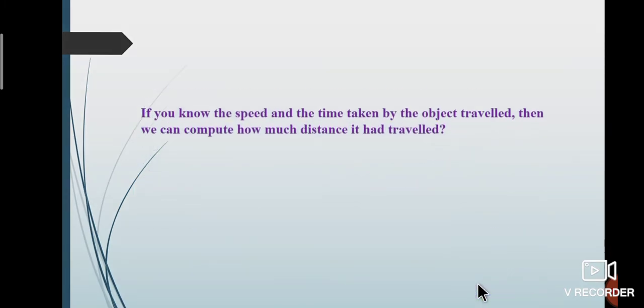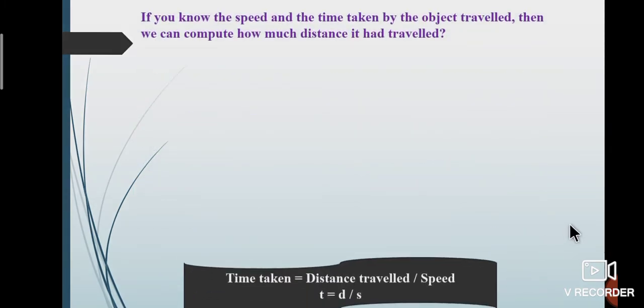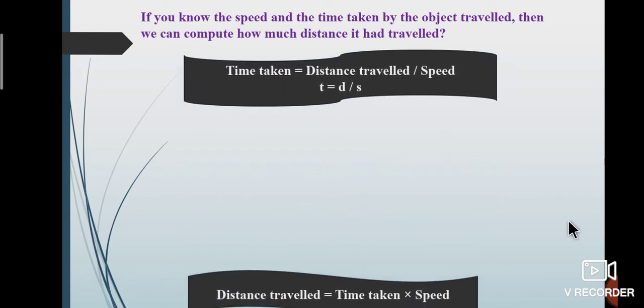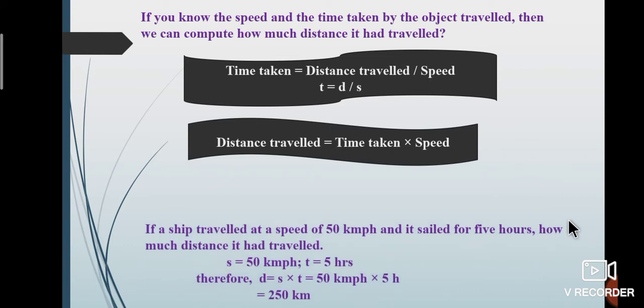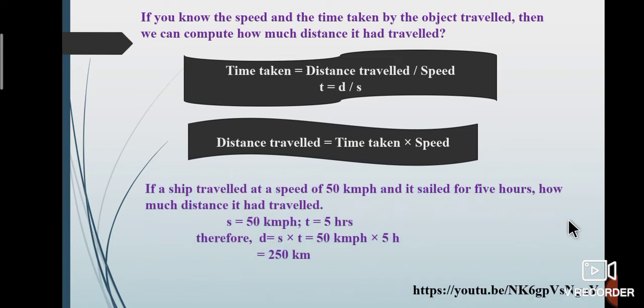Okay, if you know the speed and the time taken by the object traveled, then we can compute how much distance it had traveled. As we all know, speed is equal to distance traveled divided by time taken. That is, S is equal to d by t. Time taken is equal to distance traveled divided by speed, t is equal to d by S.